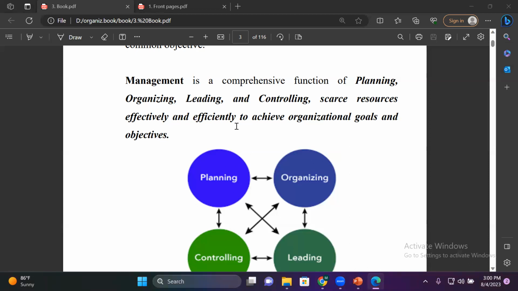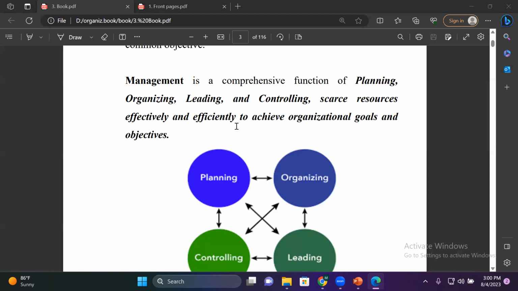What are the planning, organizing, leading, and controlling activities? And what is the importance here? We call it scarce resources. Every business, and specifically small businesses, whether the resources we have are less or more. What do you think? Less or more? Definitely, it's less. So therefore, you have to use these resources effectively and efficiently. Otherwise, it will be a waste.